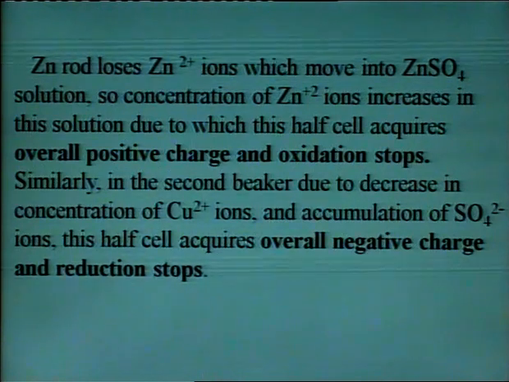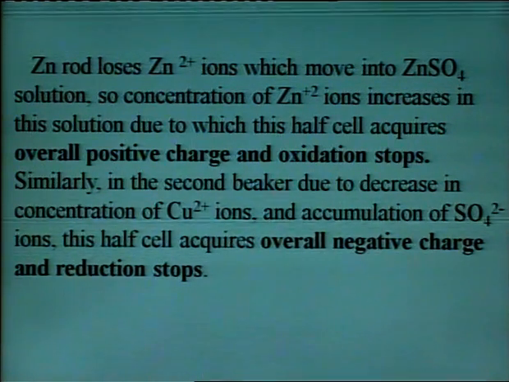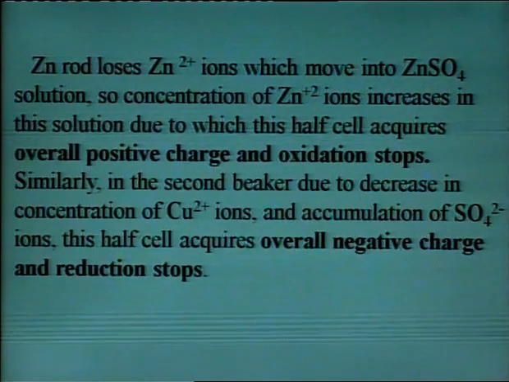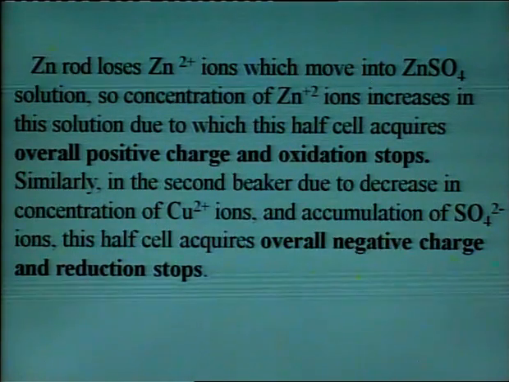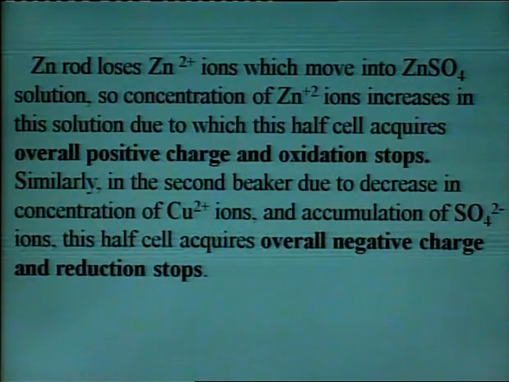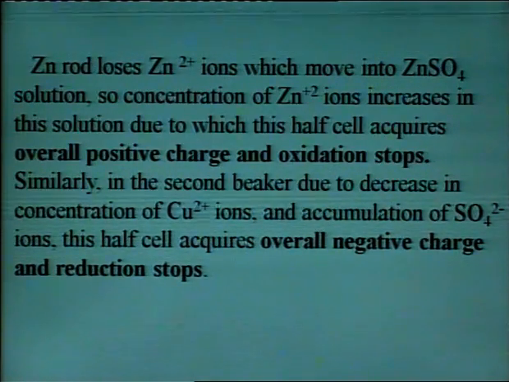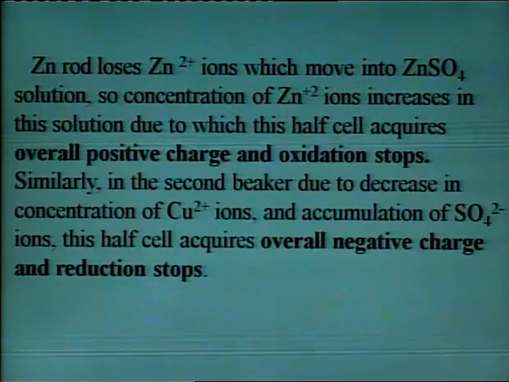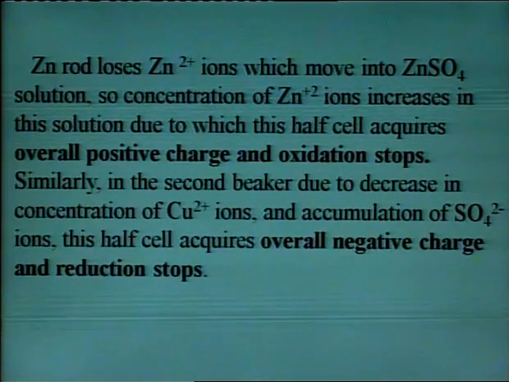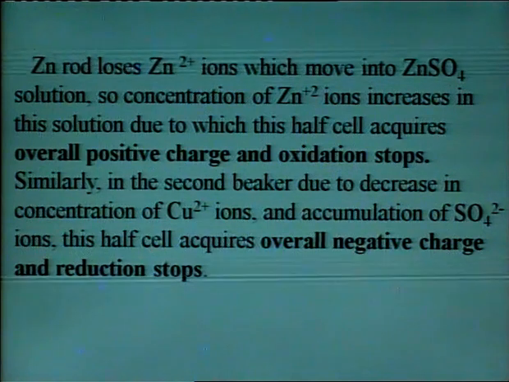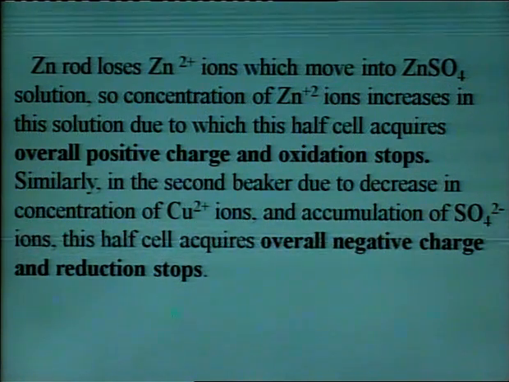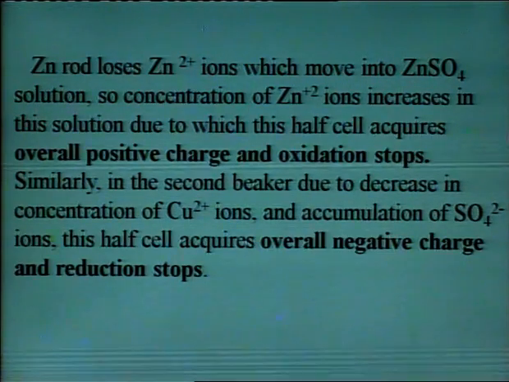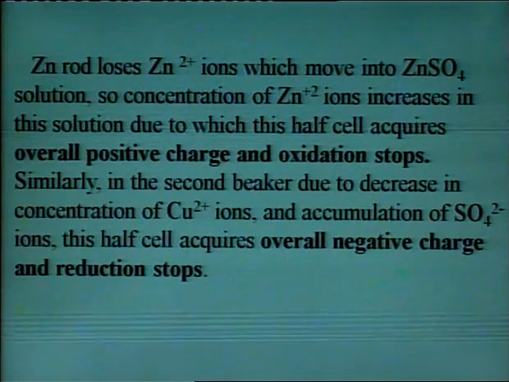As we know, the zinc rod loses zinc ions which move into the zinc sulfate solution. So, the concentration of zinc ions increases in this solution, due to which this half cell acquires overall positive charge and oxidation stops. That means, after oxidation more and more zinc ions are coming down to the zinc sulfate solution. After this the beaker will attain overall positive charge and due to this the oxidation reaction will stop.